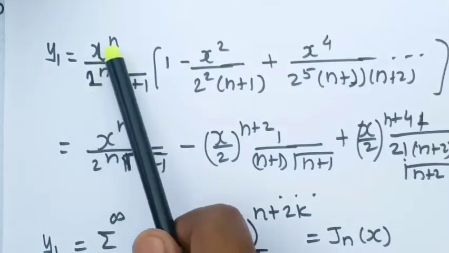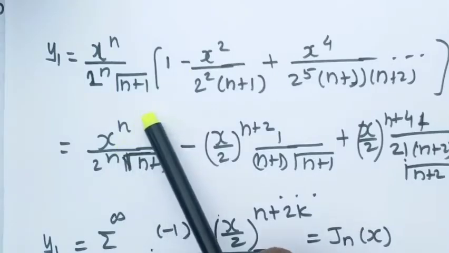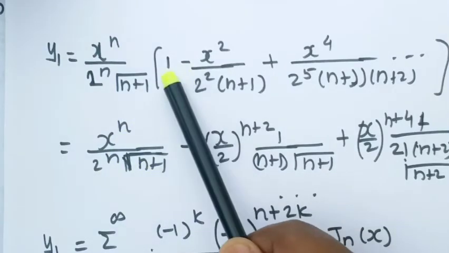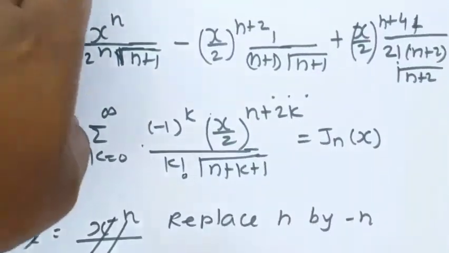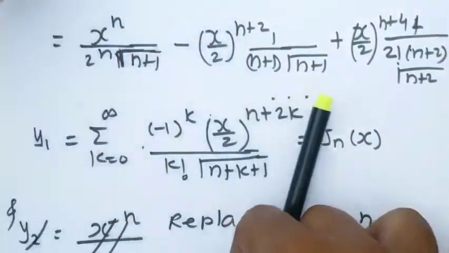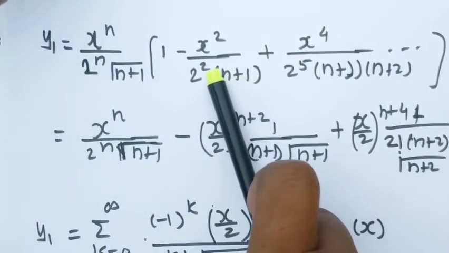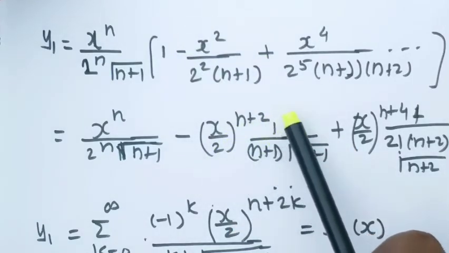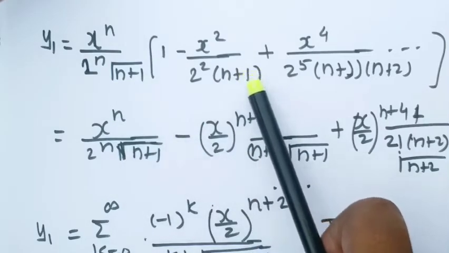So when you multiply this quantity inside the bracket, you get the first term as x raised to n over 2 raised to n into gamma n plus 1 after multiplying by 1. Now the next term will be x raised to n into x raised to 2, which becomes x raised to n plus 2, and 2 raised to n into 2 raised to 2 becomes 2 raised to n plus 2. So both I have written as x by 2 raised to n plus 2, into 1 by n plus 1 into gamma n plus 1.